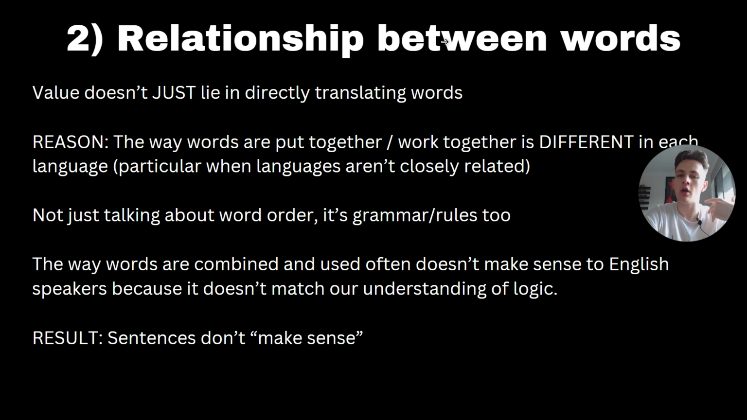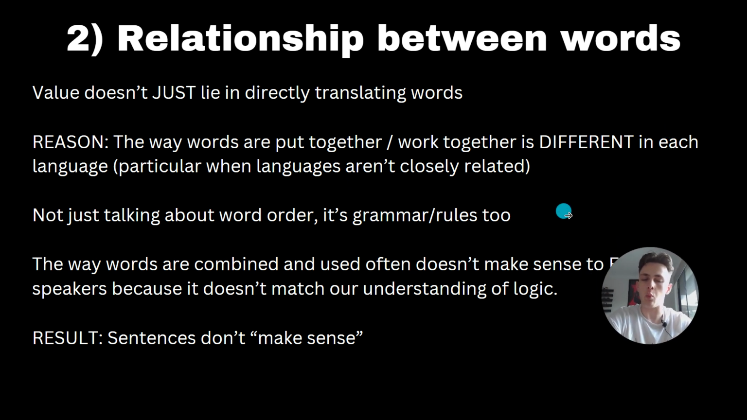You get that kind of value from the word water, and the only way you'd get that from the Chinese word for water, or whatever language you're learning, if you didn't know that word, is to translate it. And what you need to understand is there is actually value not just in the translation of words, it also exists in the relationship between words, and particularly for languages that are very different from your native language. And the reason for that is because the way words are put together, the way words work together is different in each foreign language. And I'm not just talking about word order.